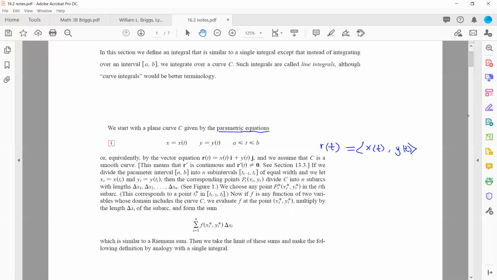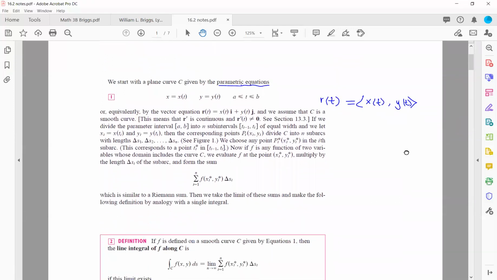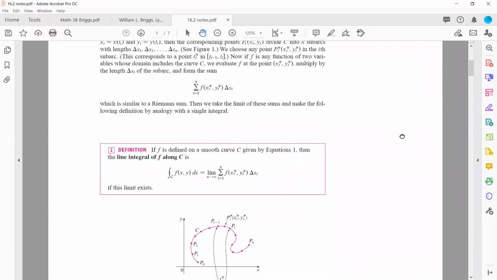So how do we take the integral? Remember that here you have a curve. We can divide this curve into very small pieces, small line segments, connect them together, and actually define this curve. We are actually using the Riemann sum.